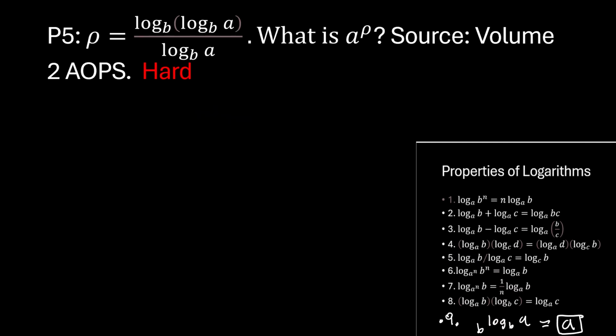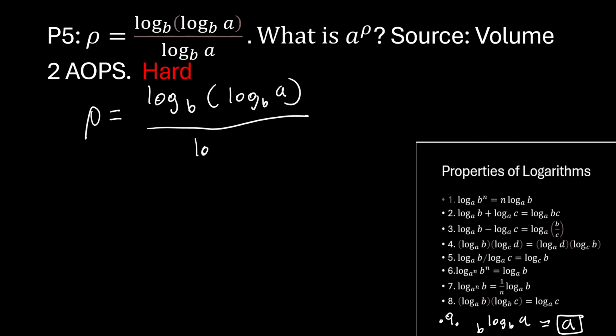Now let's go into a hard problem here. You can see that we've added an extra property here, property 9, and this will come in handy for this problem. So our problem is p is equal to log base b of log base b of a, divided by log base b of a. So the simplest thing to start with here is we can just move this to the left-hand side.